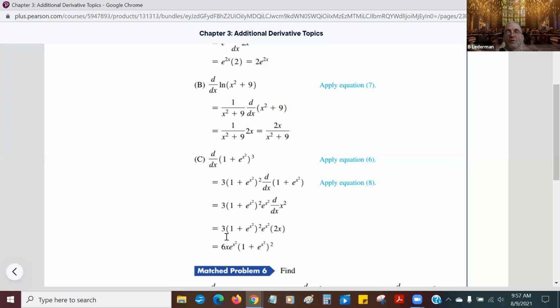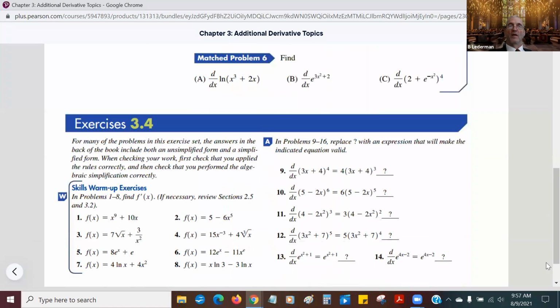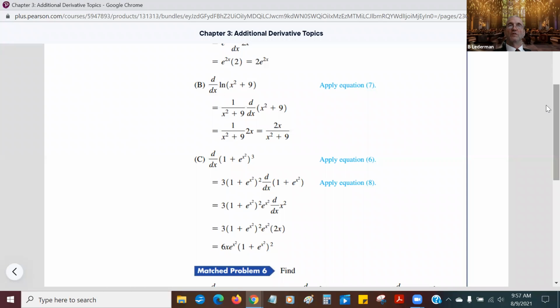So the derivative of that inner function is 2x. So putting it all together, I wind up having 6x times e to the x squared times 1 plus e to the x squared, that whole parenthesis squared. Try to say that in one breath. And that is the chain rule. Chain rule is very awesome.